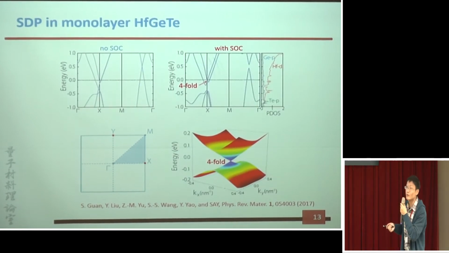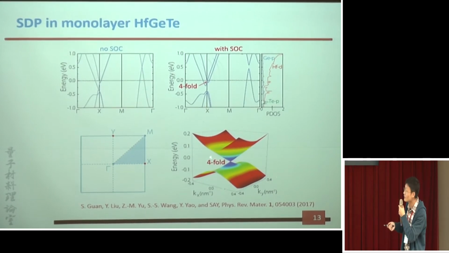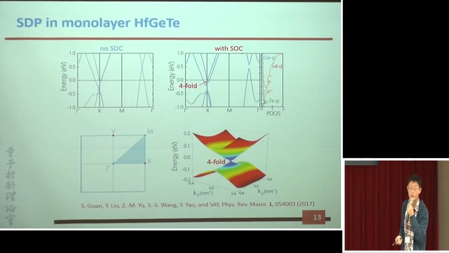Most importantly, if you include the SOC, then you find the original doubly degenerate line splits. Each band here is still twofold degenerate because this system has inversion symmetry. And you see that there are bands crossing at the X point. This point is fourfold degenerate, so this is indeed a Dirac point. If you plot the energy surface, you can see this Dirac cone feature.